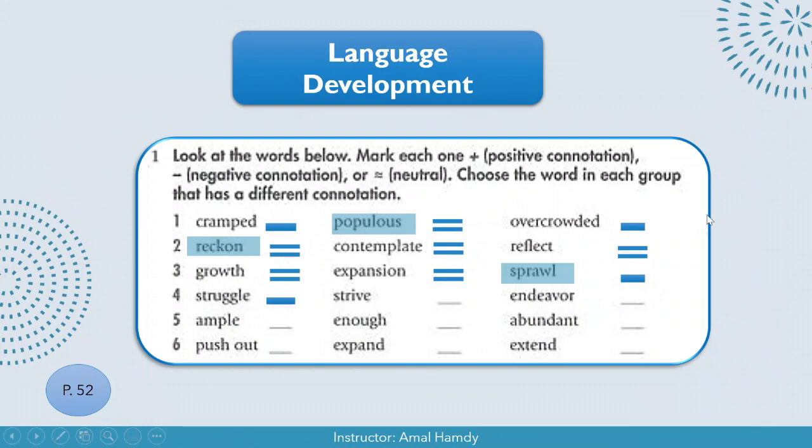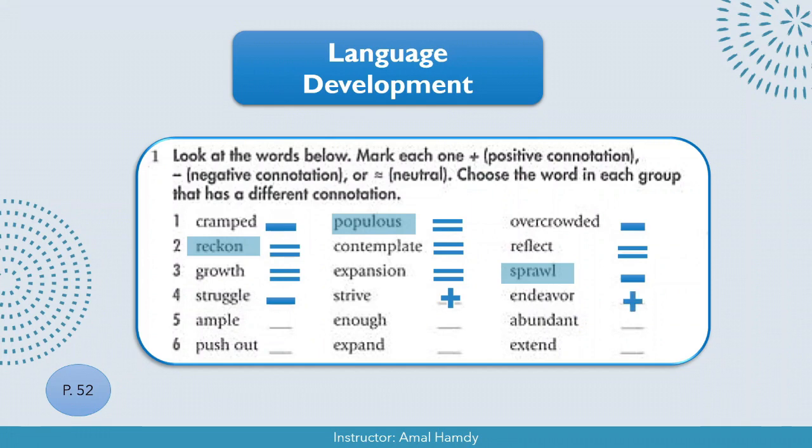Then we have strive, and this means that you make a lot of great effort to achieve something. For example, strive to become an engineer one day. So this is of course positive. Then we have endeavor, which is basically the same meaning as strive. For example, we can say we must constantly endeavor if we are to succeed. So this is a positive meaning.